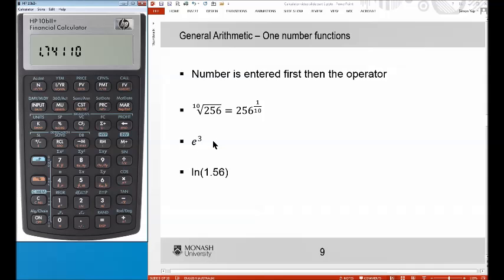Second example, exponential 3. First, the number has to be entered first, 3. Then the exponential. And the final answer is 20.08554.